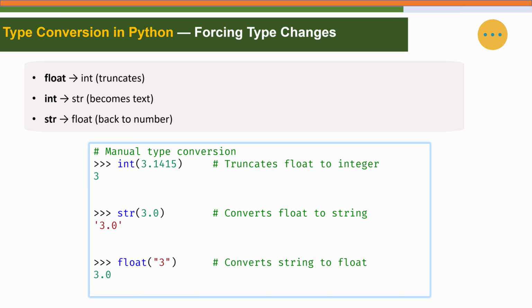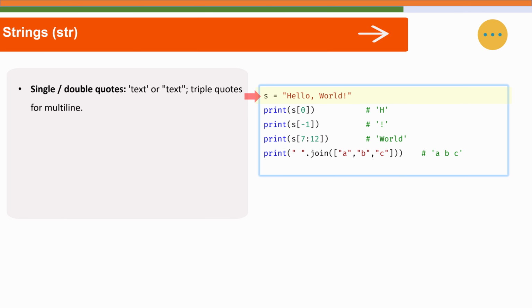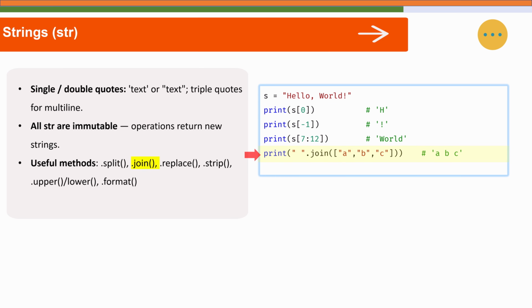Float converts a string that looks like a number into a real floating point value. These conversions are often used when handling user input from the keyboard. Since the input function always returns text, you will usually wrap it in int or float functions if you want to do numeric operations. Strings in Python are sequences of Unicode characters and are immutable. You can index and slice them just like lists, but any operation that changes a string creates a new string object.